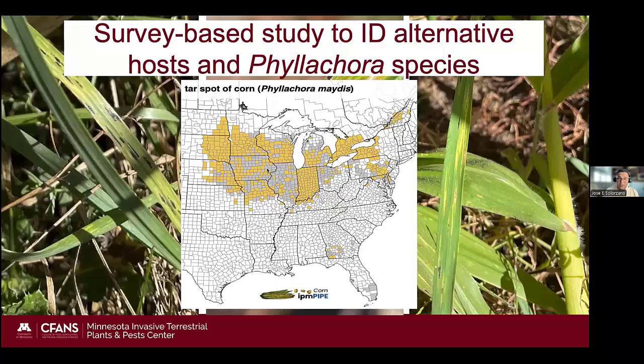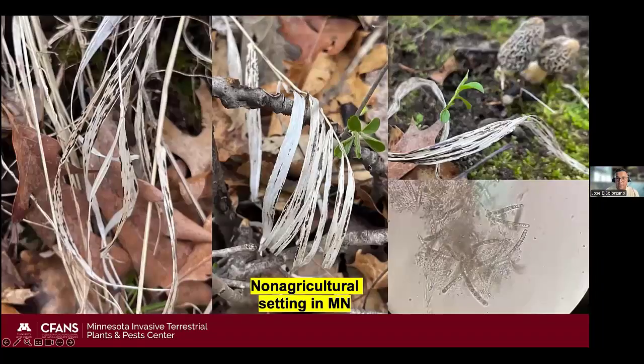So just 10 days ago, I was conducting a sampling close to the St. Croix River, close to Wisconsin, and I found a few grasses that had tar spots on them. And this is a normal finding for me because I found some of these grasses before in other places. But you can see here in these grasses that they have the tar spots on them. If you take a closer look, you will see that they have these black spots on them.